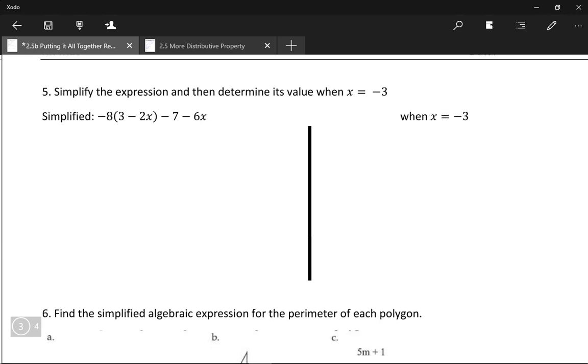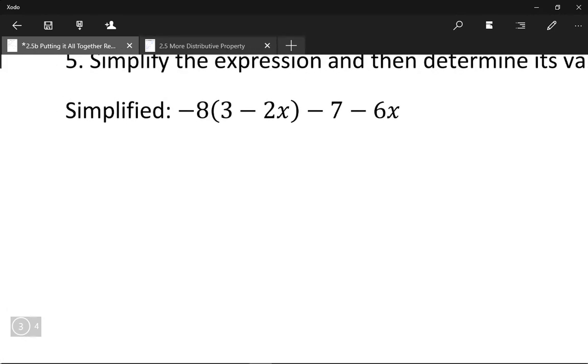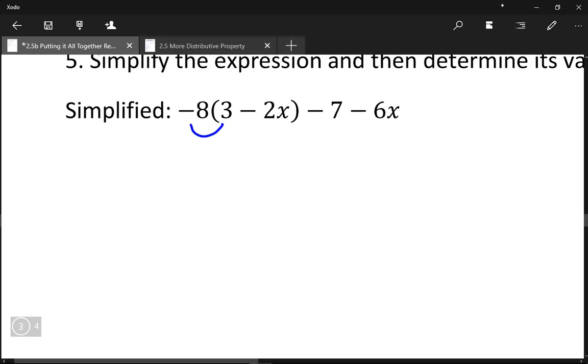Simplify the expression and determine its value when x equals negative 3. So first part, simplifying. Distributive property. Negative 8 times 3 is negative 24. Then I distribute the 8 with the minus 2x. Negative 8 times negative 2 is positive 16. So I'll write plus 16. Don't forget the x. And then I have minus 7 and minus 6x.